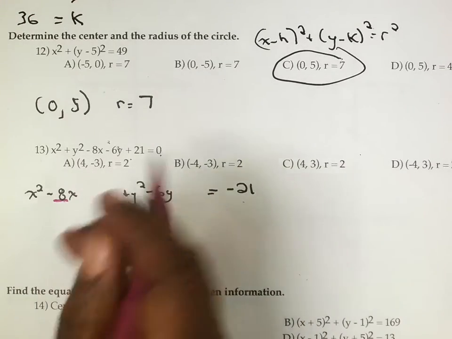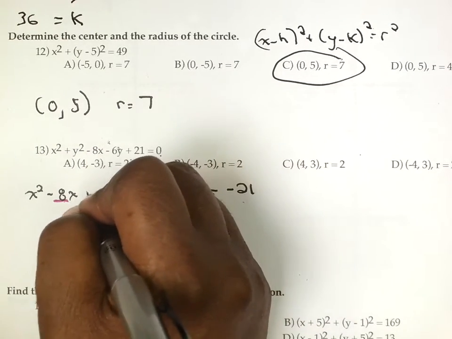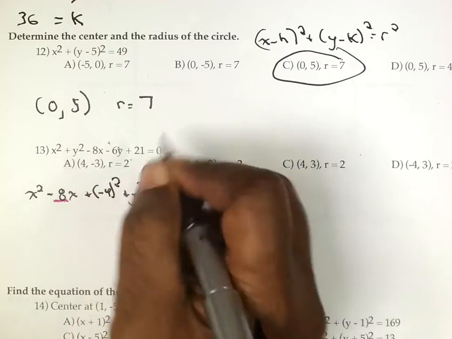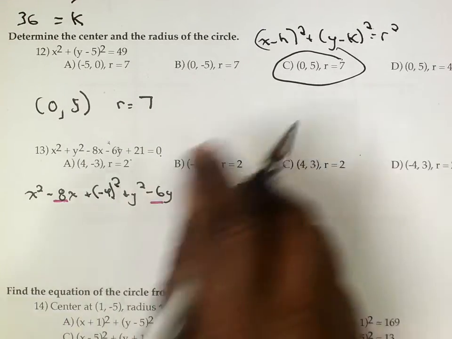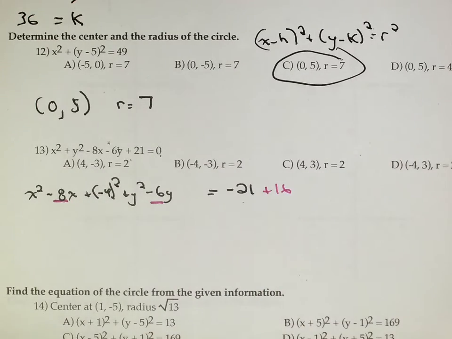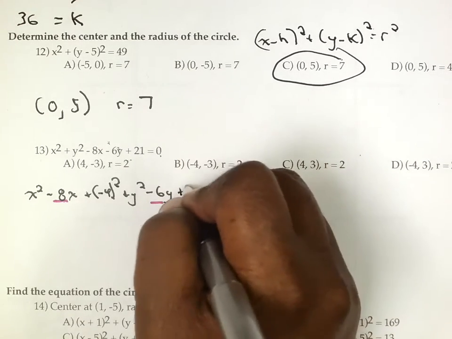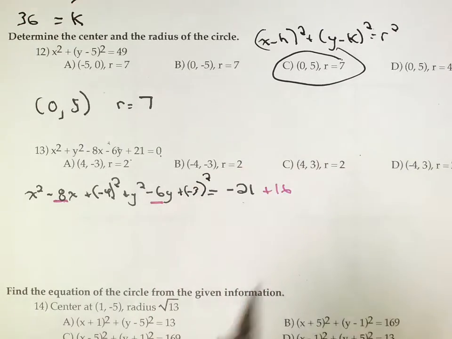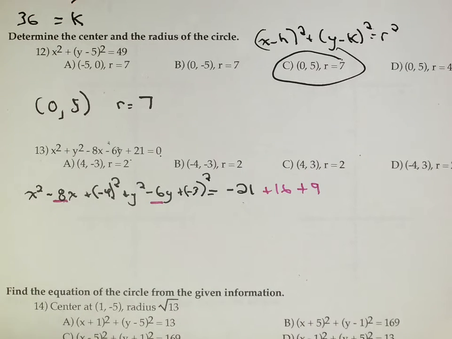So negative 8 divided by 2 is negative 4, and then square that. So negative 4 squared is 16. So I just added 16 on that side to keep it balanced. I need to add 16 on the other side. Then for this negative 6, divide that by 2, and we get negative 3. And you square that. Well, that's just equal to 9, so I added 9 to one side. I have to add 9 to the other side.